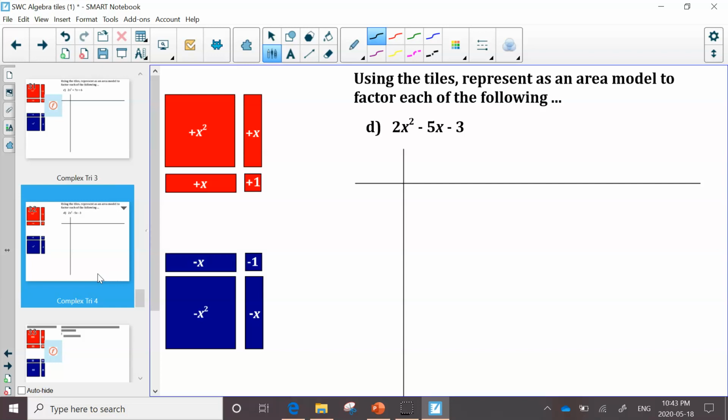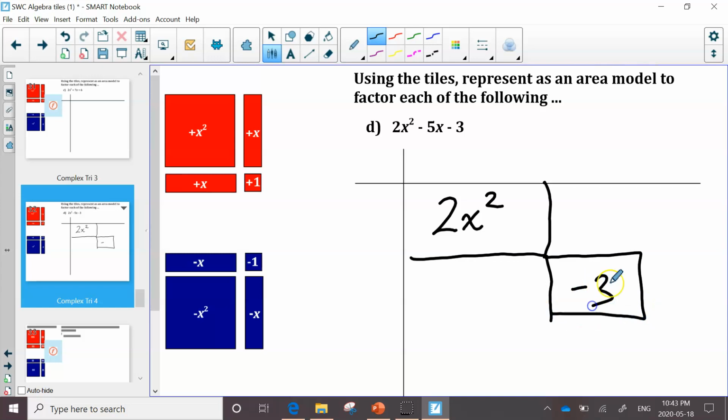We're going to use some negatives. So we know that we need 2x squared as our little section here, and we need a negative 3 here. So what multiplies to give me negative 3? Well it's either negative 3 and positive 1 or positive 3 and negative 1. So the question is, what arrangement do we need in order to figure out what's happening here?